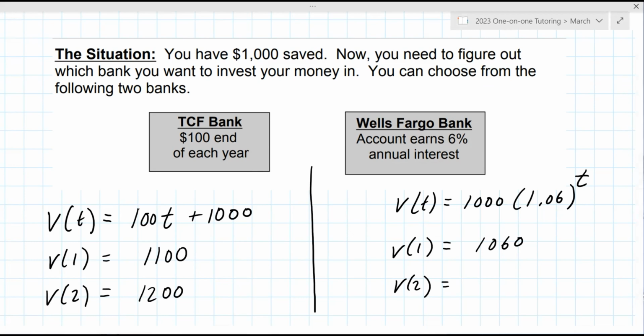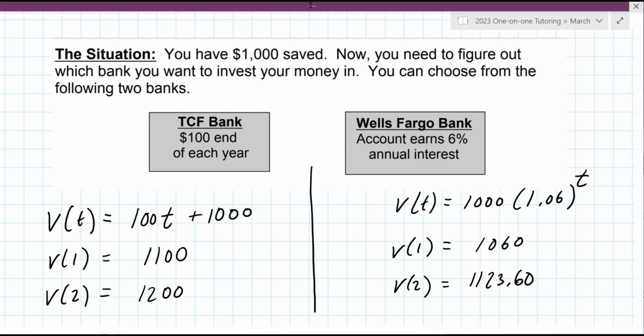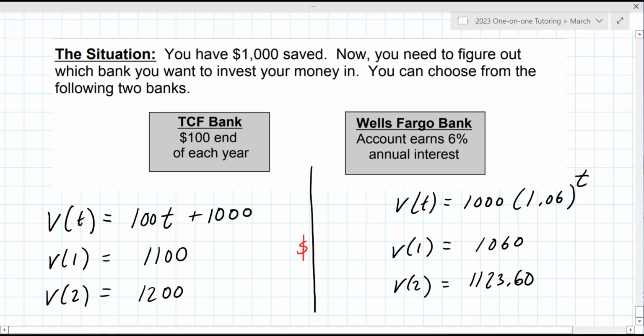I'm going to grab a calculator just so we can do this a little faster. So this ends up being 1123.60. Now, what's the difference in dollars between these in 1 year? $40. All right. How about in year 2? $66.40. So it actually got bigger. This is bad, right? Yeah, this is not good.